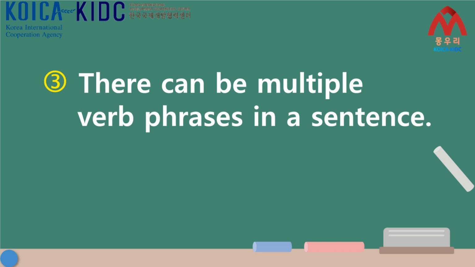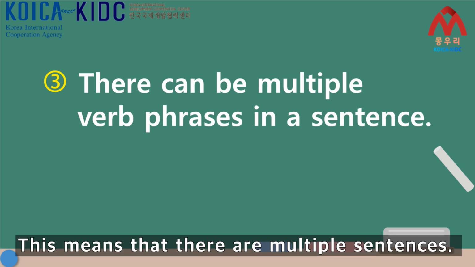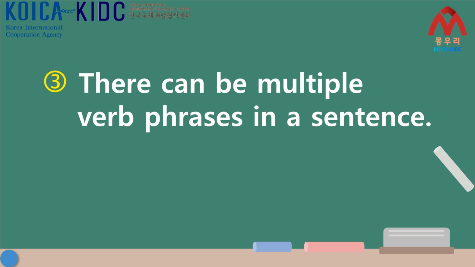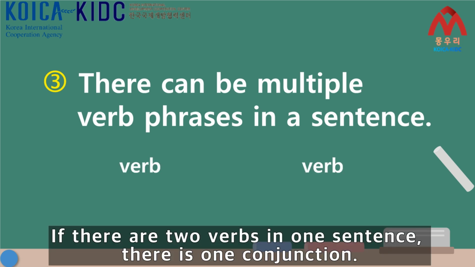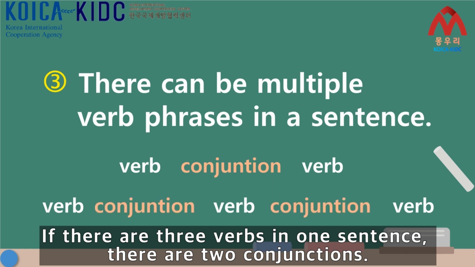Number 3. There can be multiple verb phrases in a sentence. This means that there are multiple sentences. Therefore, there must be a conjunction that connects sentence to sentence. If there are 2 verbs in one sentence, there is one conjunction. If there are 3 verbs in one sentence, there are 2 conjunctions.